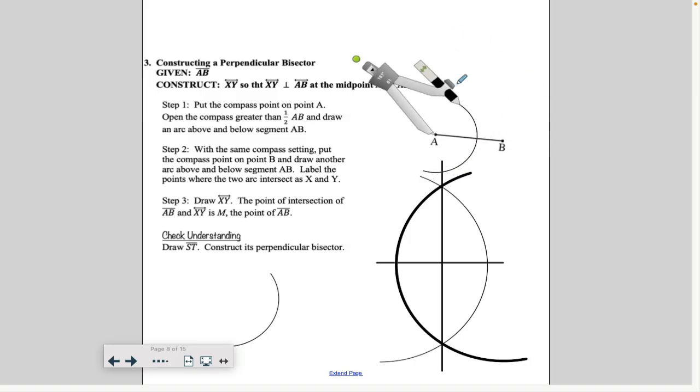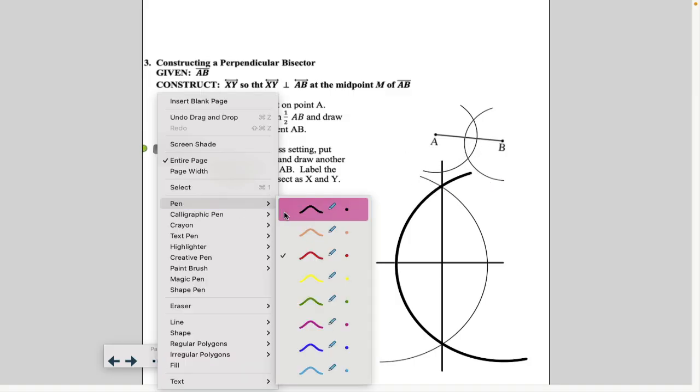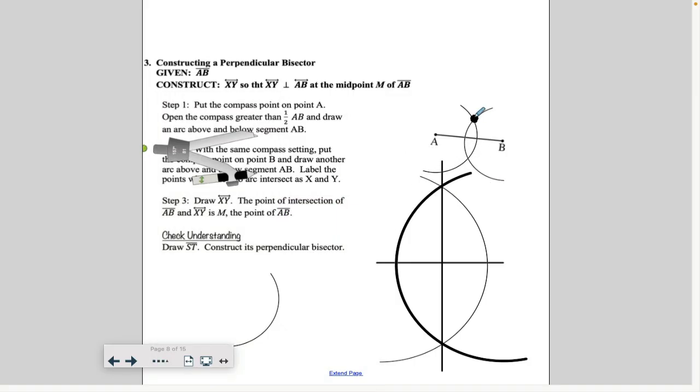You keep the compass setting. So I have to keep this compass setting. I'm going to put the point over here on B. Luckily I can just flip it. I'm going to draw that same arc above and below. And then I should notice there's two intersection points. It doesn't matter which one I call X and which one I call Y. It really doesn't matter.